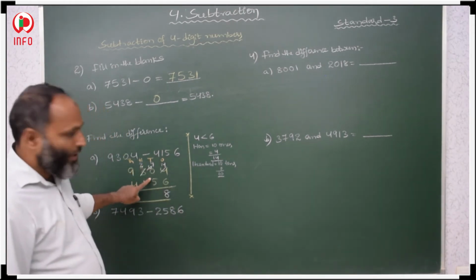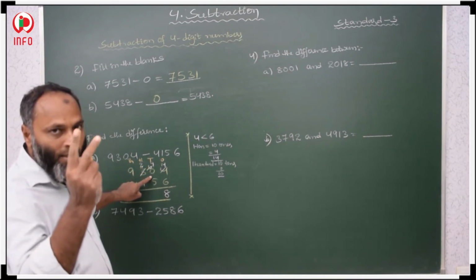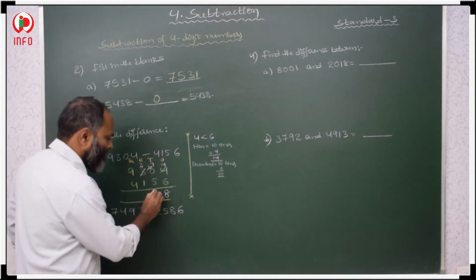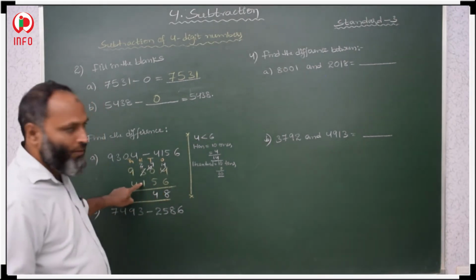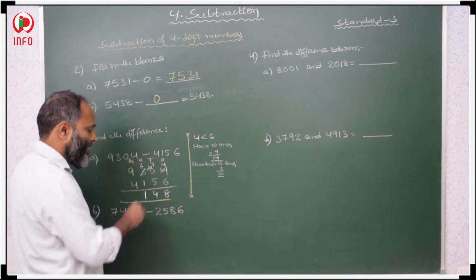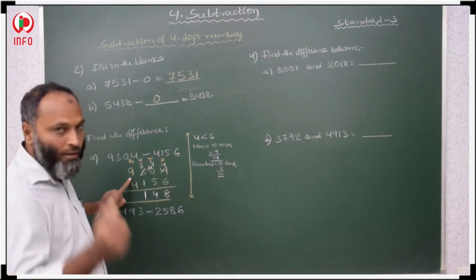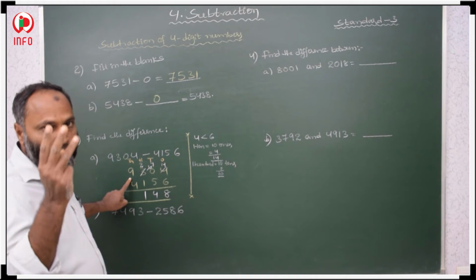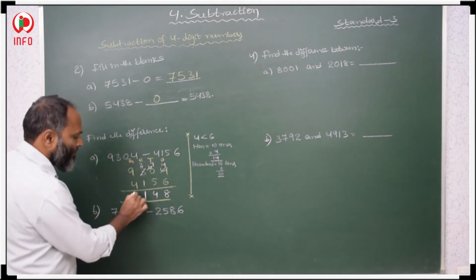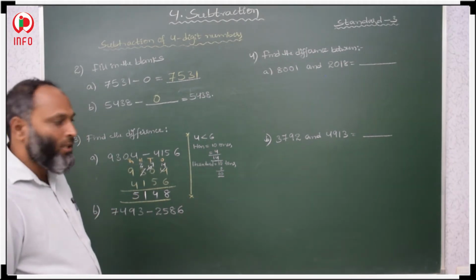9 minus 5. From 6 to 9 you have to count. 6, 7, 8, 9. It is 4. 2 minus 1. 2 minus 1 is 1. Why? Because they are consecutive numbers, serial numbers. 9 minus 4 means 5 to 9 we have to count. 5, 6, 7, 8 and 9. Total how many? 5. 5148 is your answer.